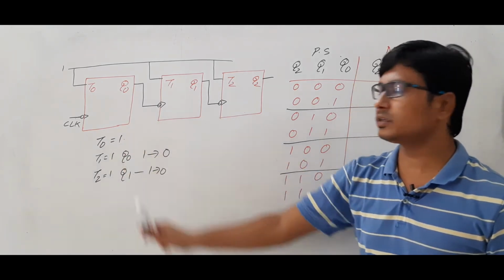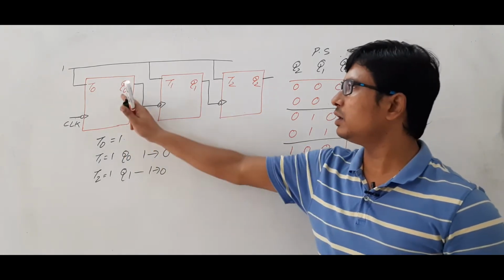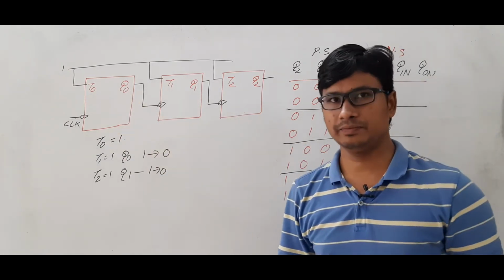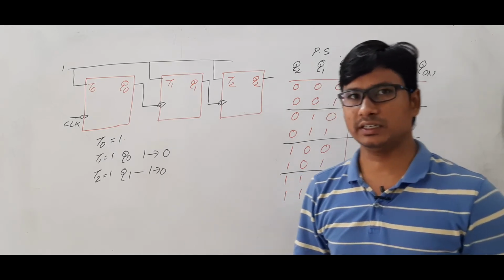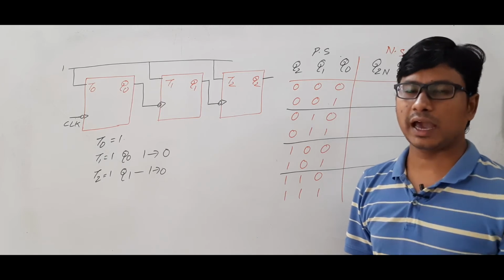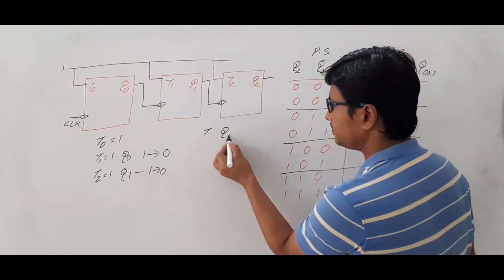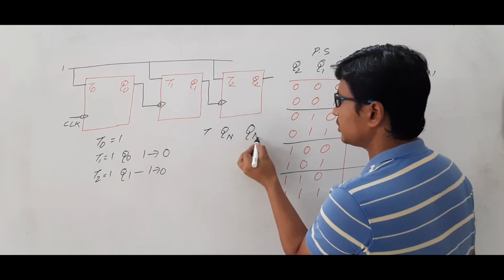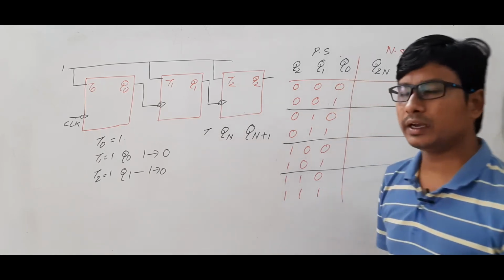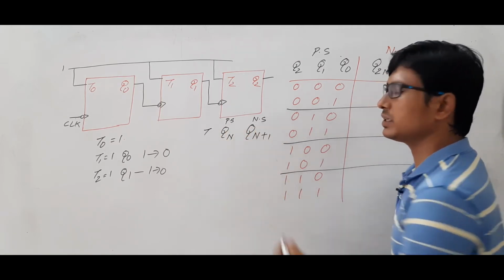Now T0 is equal to 1 for every clock. If T0 is equal to 1, what will be the Q0n, means its next state? Is it clear? To know that, you should know the characteristic table of the T flip-flop. What is the characteristic table of the T flip-flop? It consists of Q, T, Qn and Qn plus 1, where Qn is the present state, Qn plus 1 is the next state.